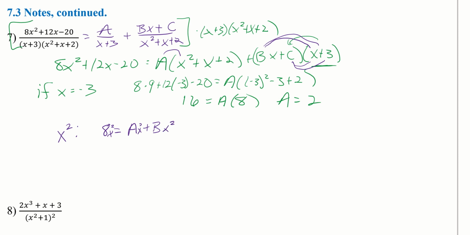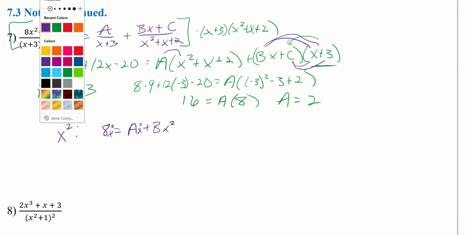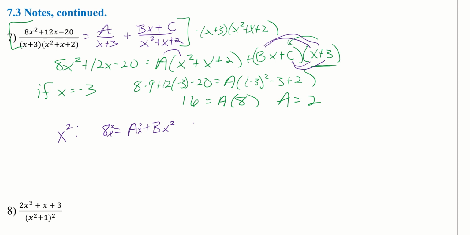Again, I don't need the x squared because they all match that, right? So they all have the x squared. So really what I have is 8 is equal to a plus b. And I already know what a is, right? So 8 is equal to 2 plus b. So therefore, b is equal to 6.